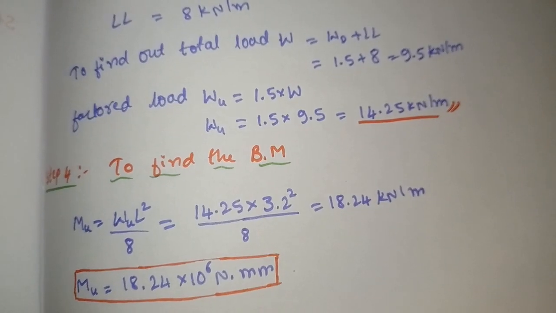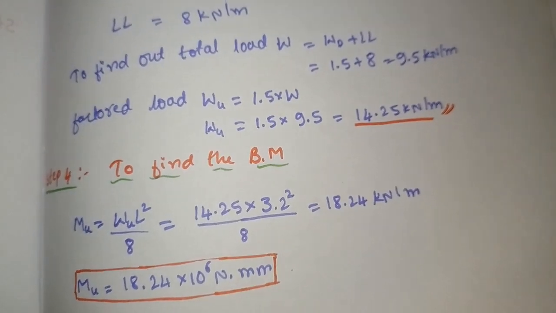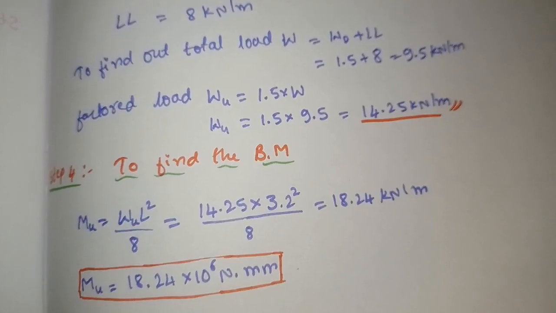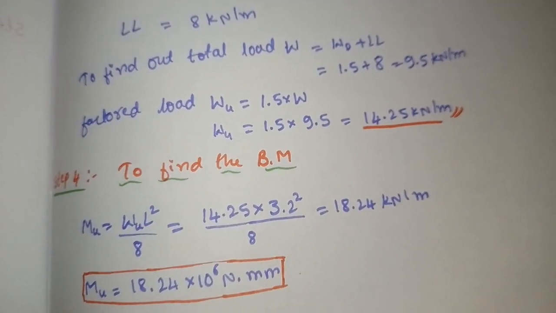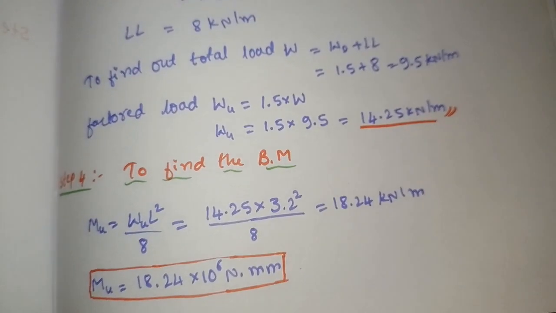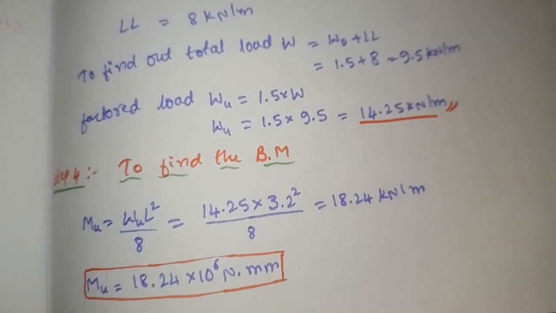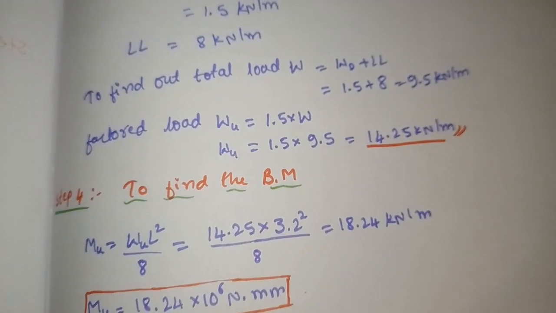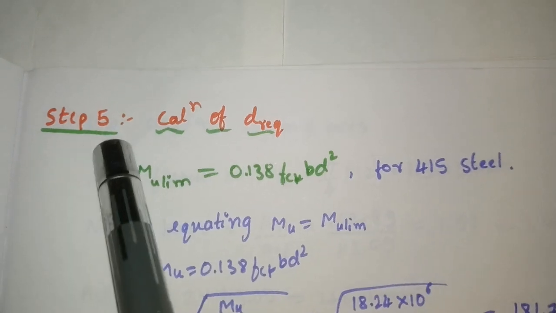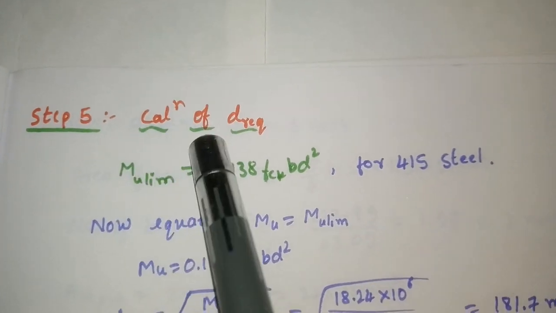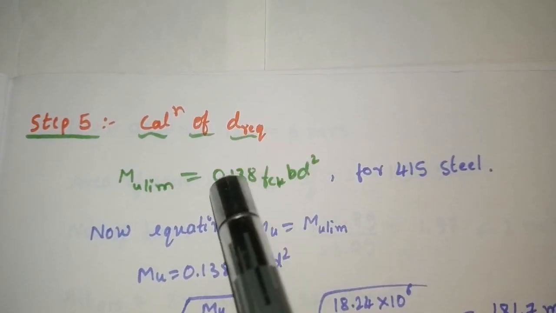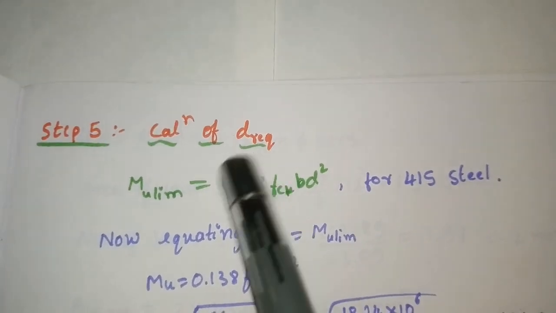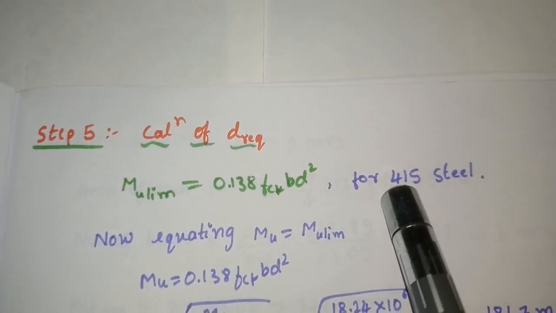So whatever the D we have provided, whatever the effective depth we have provided, whether it is sufficient to carry this moment or not, we need to check. For that, I will show how to check it. So step 1 is the calculation of the D required. For that we have the formula for steel 4 and 5.